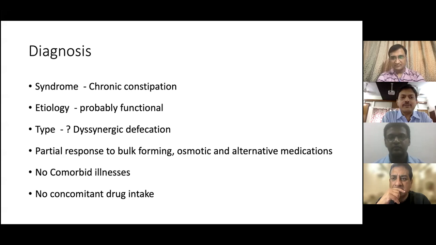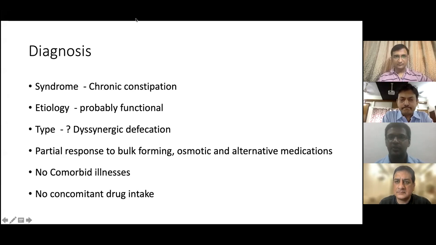So he's a 24-year-old male. We had asked specifically for other comorbid illnesses, which he did not have. He did not have hypothyroidism. He did not have diabetes. We asked for history suggestive of a neurological dysfunction. He did not have limb weakness or sensory abnormalities. And we asked for drug intake. He did not have any significant drug intake like calcium channel blockers, opioids or specifically antipsychotics, which could have caused this. And hence, we would consider functional in him.